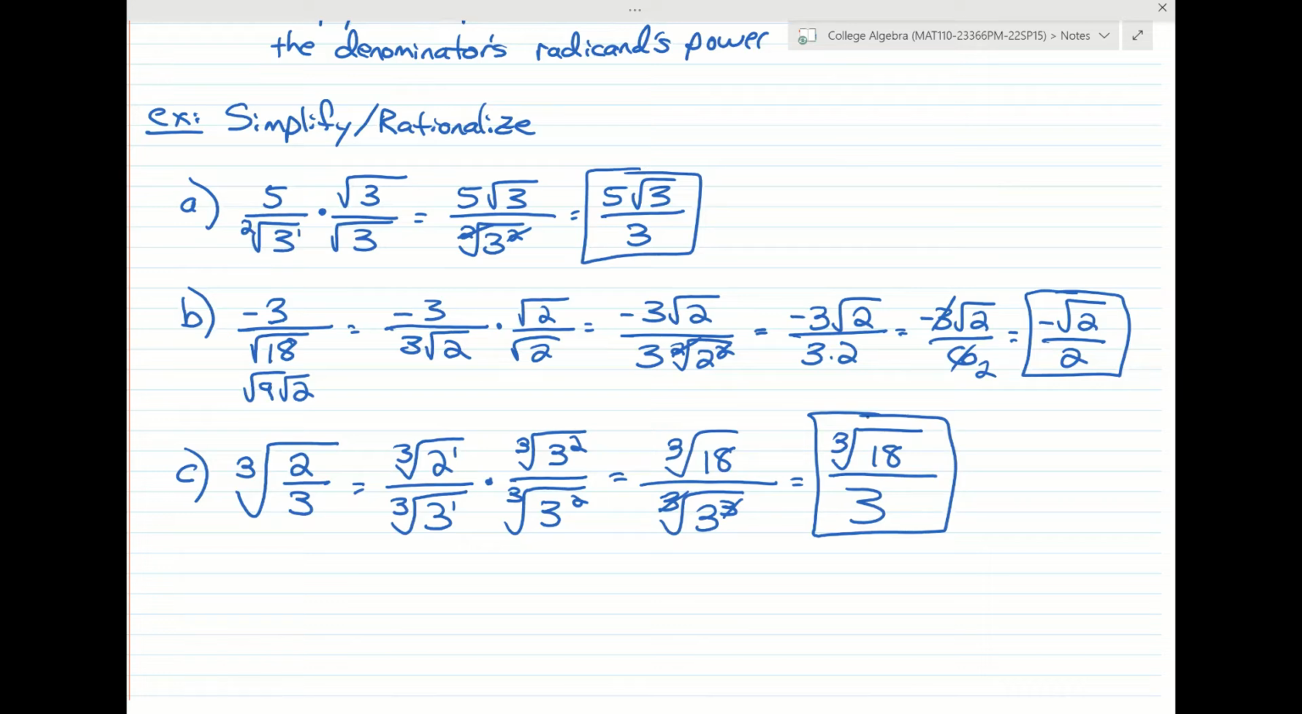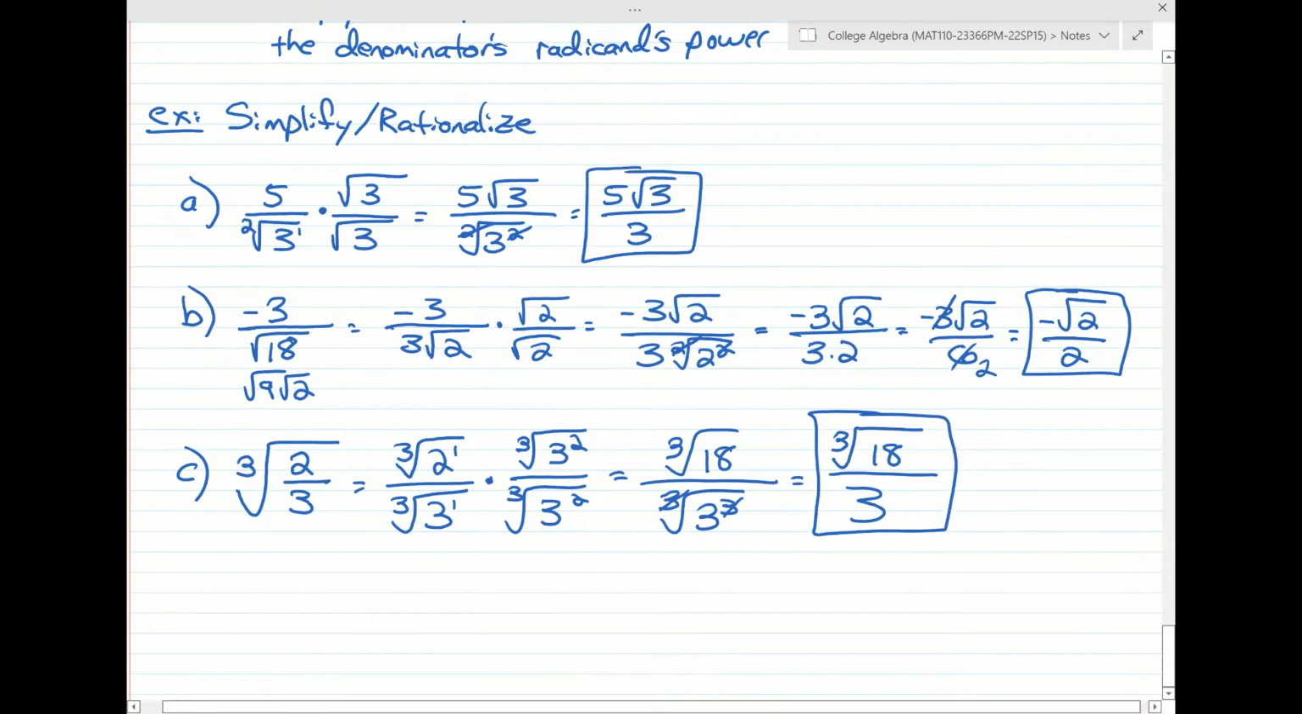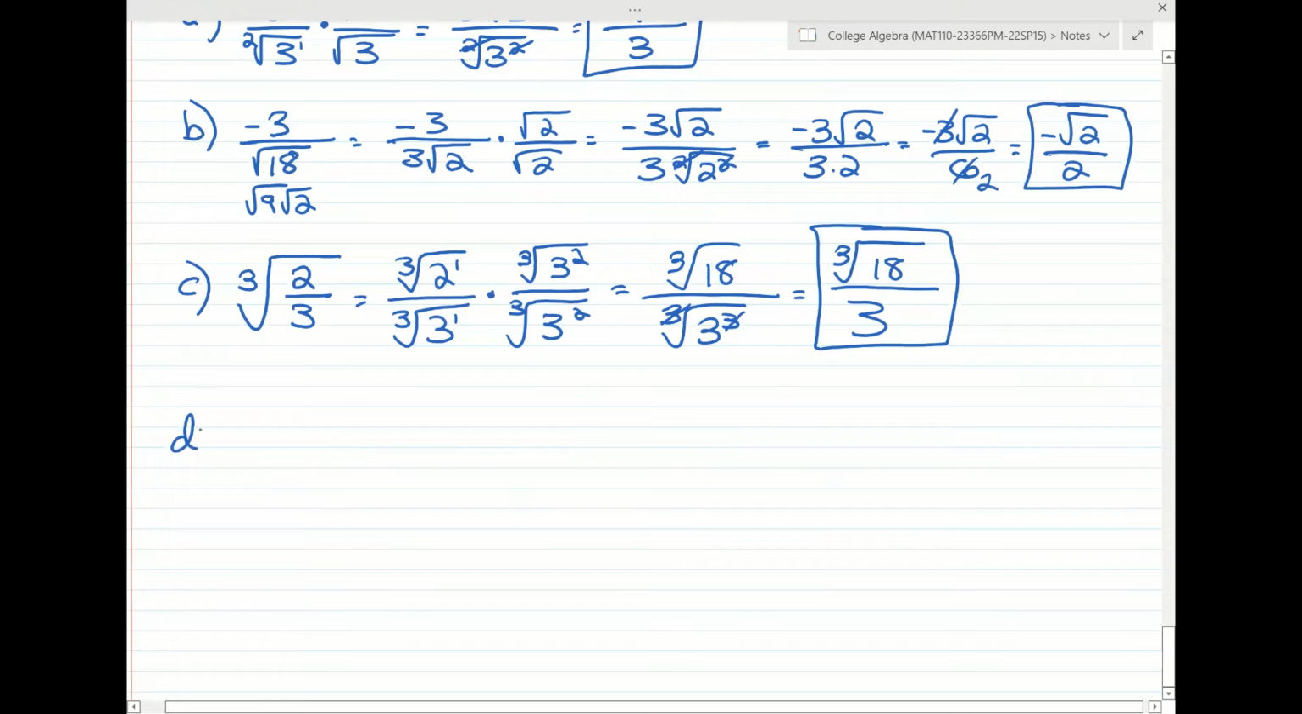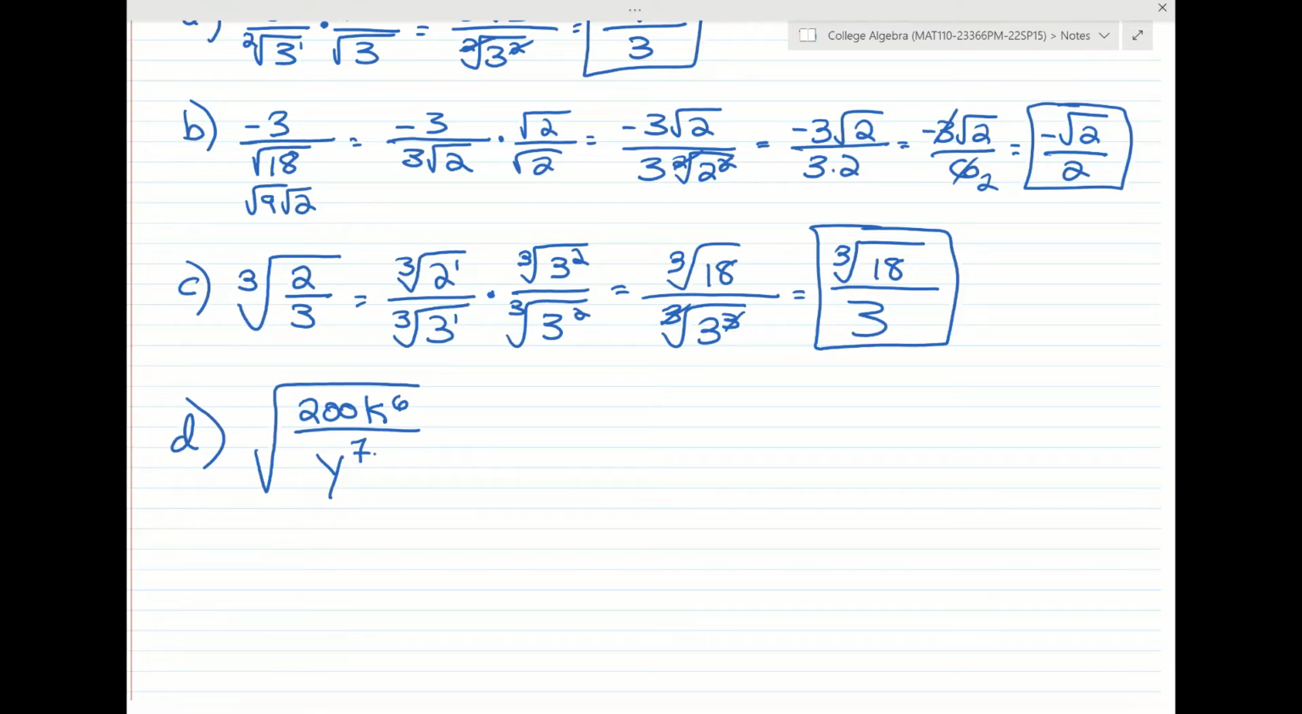Let's try some with higher powers in the denominator, where we might have to simplify first. What if we had the square root of 200 k to the 6th divided by y to the 7th? This is really like 4 problems in one.